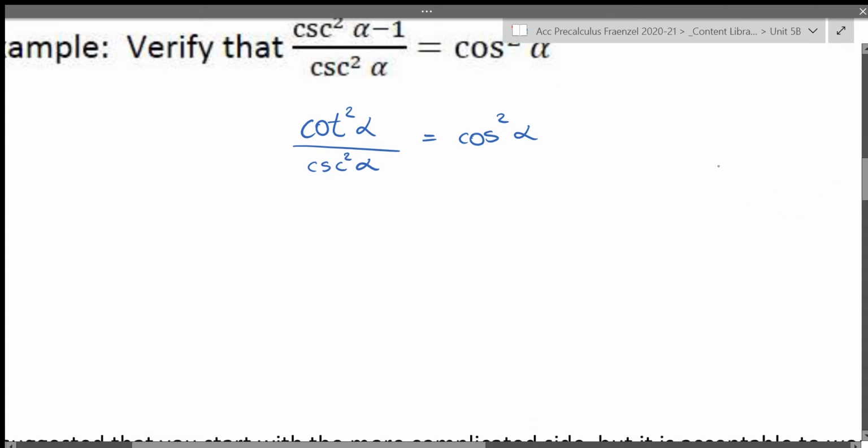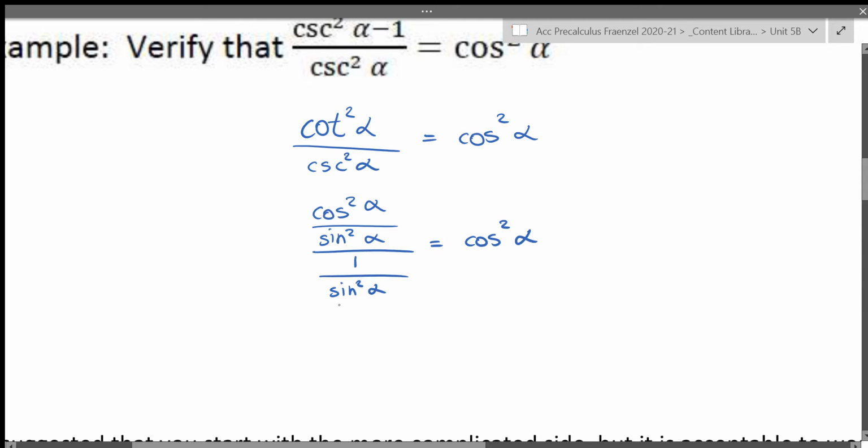And then let's see, cotangent is cosine alpha over sine alpha, so cosine squared alpha over sine squared alpha. And then cosecant squared is the reciprocal of sine, so this should be 1 over sine squared alpha. As you can see, I'm not adding, subtracting, multiplying, or dividing to both sides. I'm just doing algebra to one side and using identities to exchange expressions.